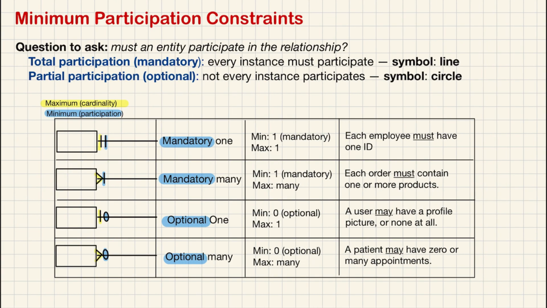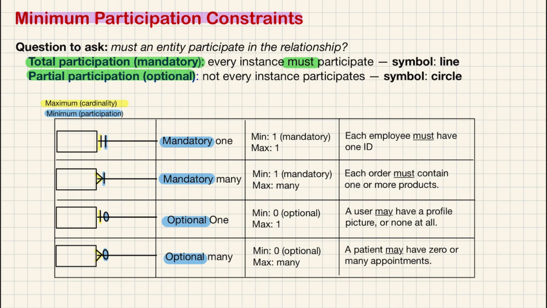We went over the maximum cardinality constraints, and next is to go over the minimum participation constraints. The question to ask over here is, must an entity participate in the relationship? In total participation, every instance must participate. And we're going to highlight the word must because it is important. And in partial participation, not every instance participates. Alright, so in partial participation, it is optional to participate. In total participation, it is mandatory.